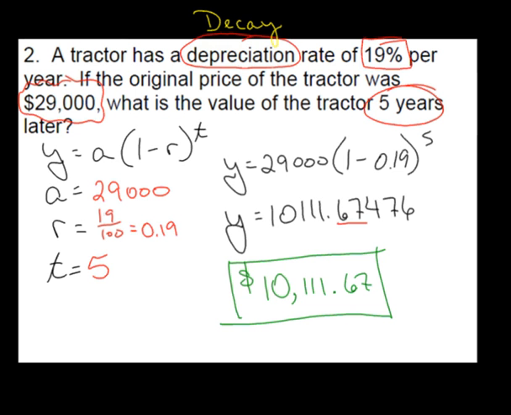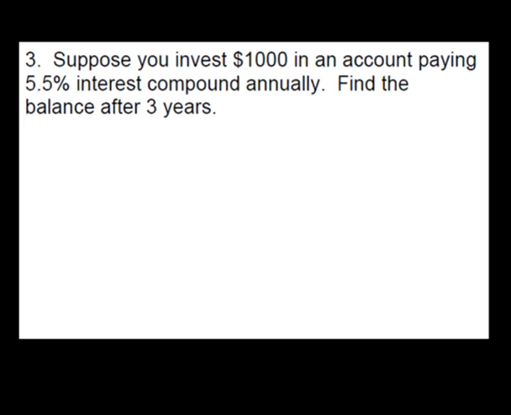All right, now we're looking at example number 3. Number 3, we're going to be looking at investing. Suppose you invest $1,000. So if I'm investing my $1,000 in an account paying 5.5% interest compounded annually, which is a really good deal in today's market, it says find the balance after 3 years. If I am investing, this is going to be a growth problem because we're hoping our money grows. That would be a good thing.